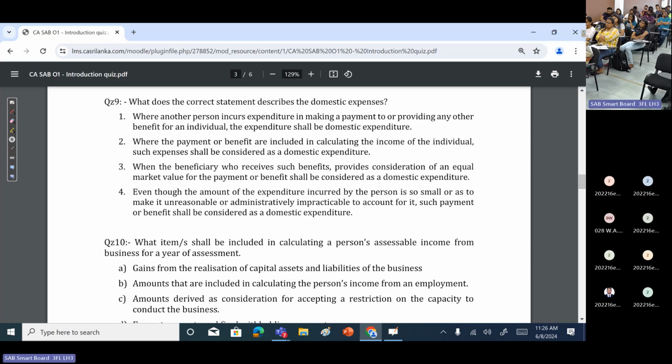The third one is, even though the amount of the expenditure incurred by the person is so small as to make it unreasonable or administratively impracticable to account for it, such payment or benefit shall be considered domestic expenditure. I told you the employer is providing tea. It is very difficult to account how much has been incurred for a particular individual. So it is impractical, and in such a condition we are not considering that as domestic expenditure. This is not a domestic expenditure. Correct? Any question?